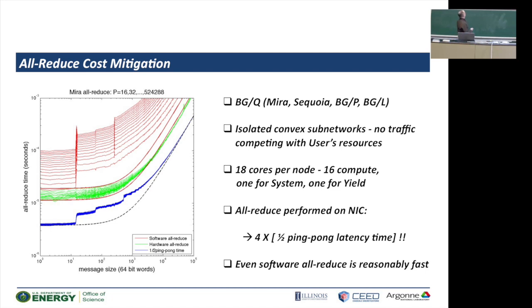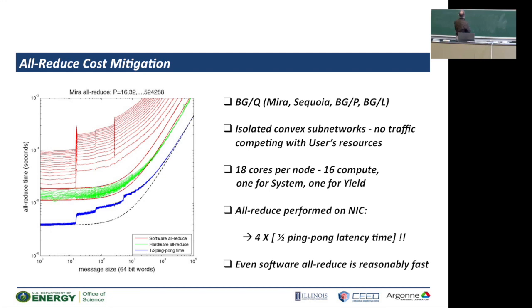One of the other things they did on BlueGene was they had 18 cores per node: 16 were for compute, 1 was for system stuff, and 1 was for yield. So you could at least improve your chances of getting a good die. Here's the all reduce time. It's very respectable. For a one-word all reduce for a dot product, for example, it's 100 microseconds. Sorry, 10 to the minus 4.